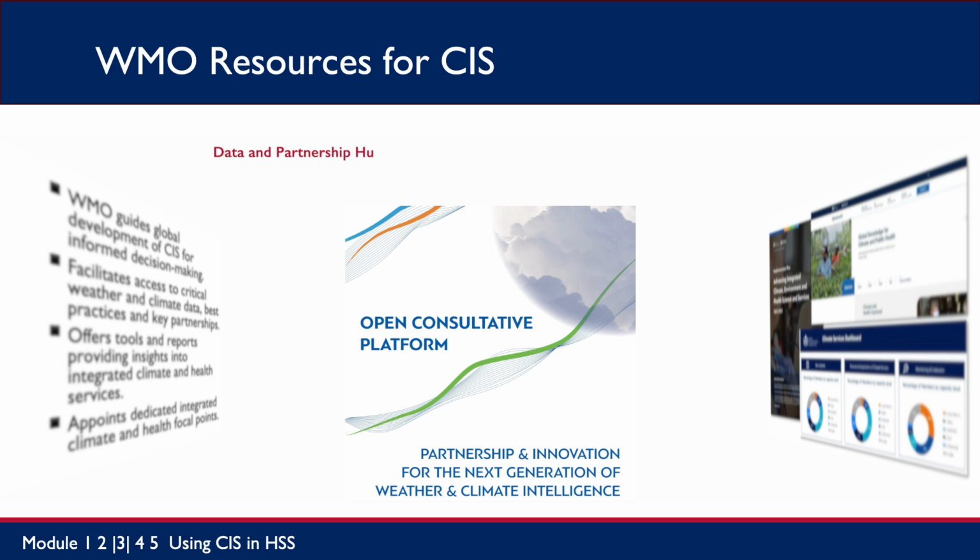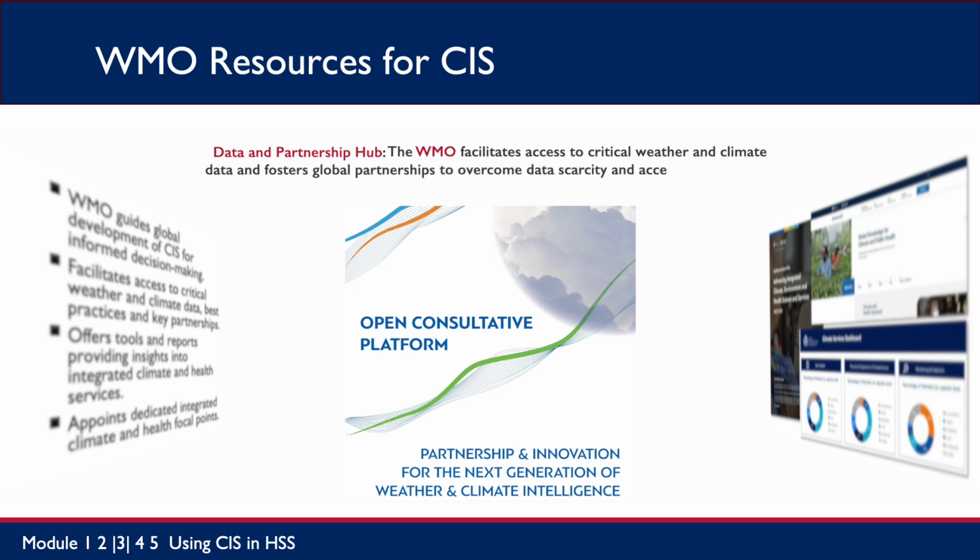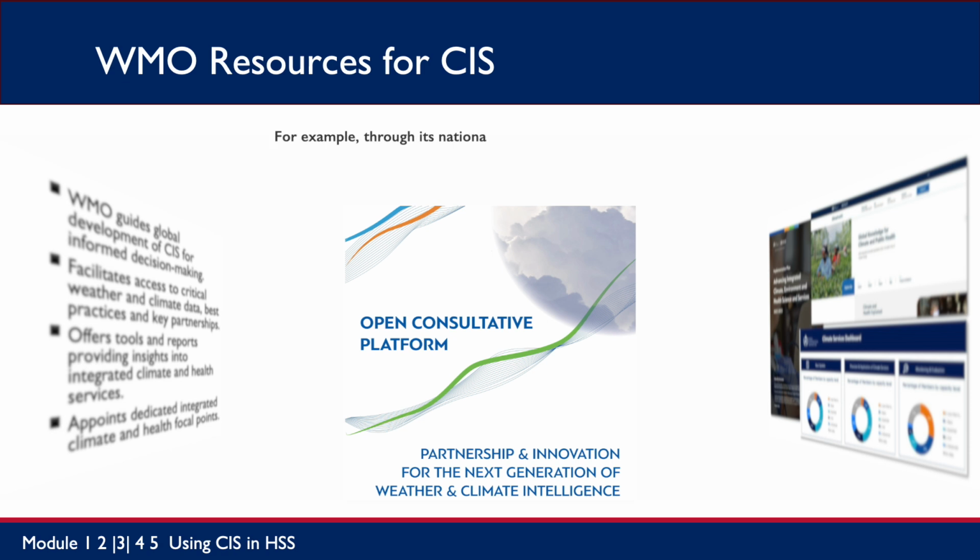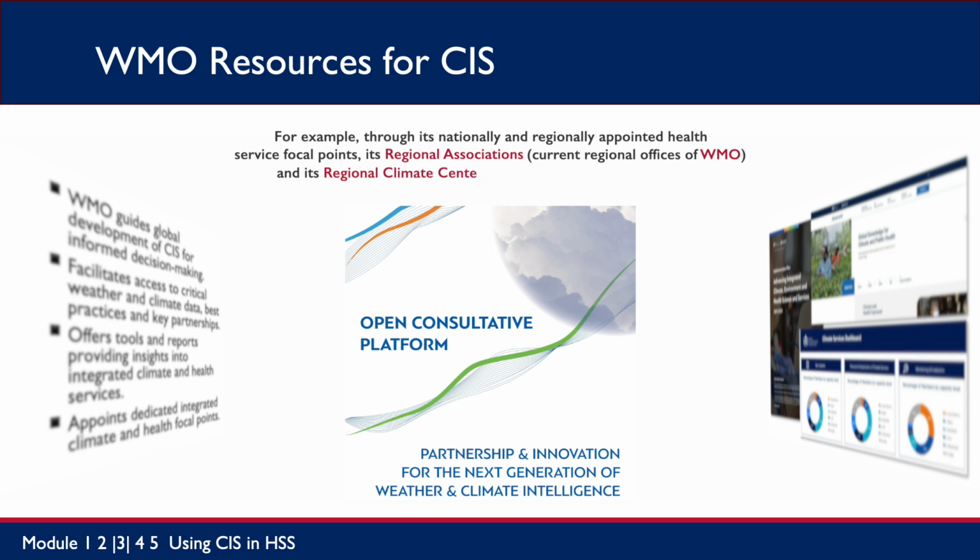Data and Partnership Hub. The WMO facilitates access to critical weather and climate data and fosters global partnerships to overcome data scarcity and accessibility barriers. For example, through its nationally and regionally appointed health service focal points, its regional associations, current regional offices of WMO, and its regional climate centers, RCCs, WMO provides different entry points for collaboration.